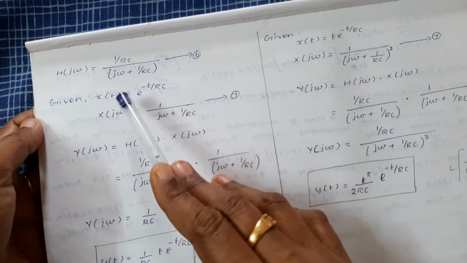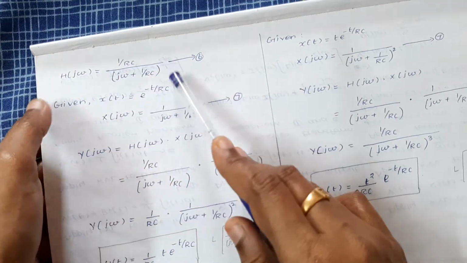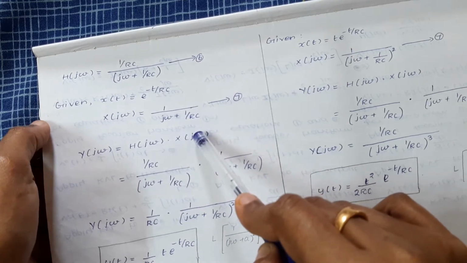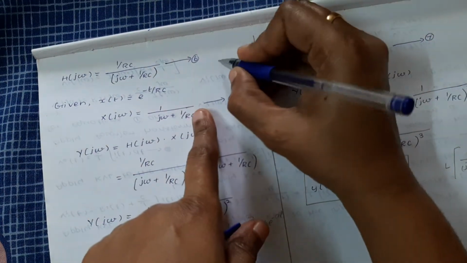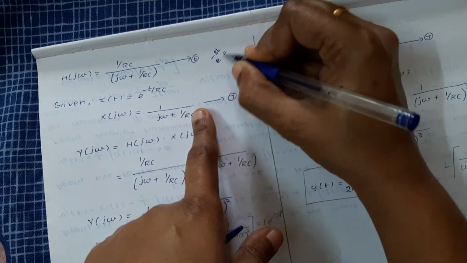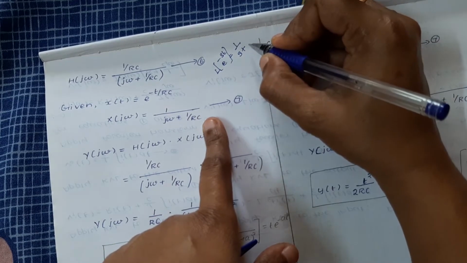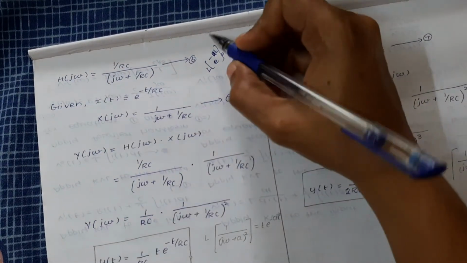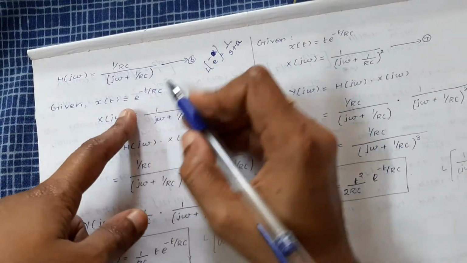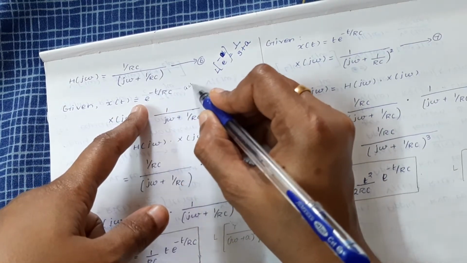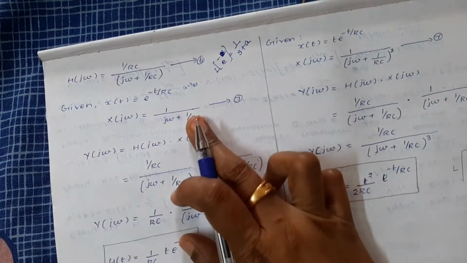Now apply the Fourier transform of x of t. What is the value? X of j omega is equal to 1 by j omega plus 1 by RC. In Laplace transform, if you apply it to e power minus at, you get 1 by s plus a. Similarly here, in the place of a we have 1 by RC. In 1 by s plus a, in the place of s we put j omega. For the Fourier transform it is the same thing: 1 by j omega plus 1 by RC.